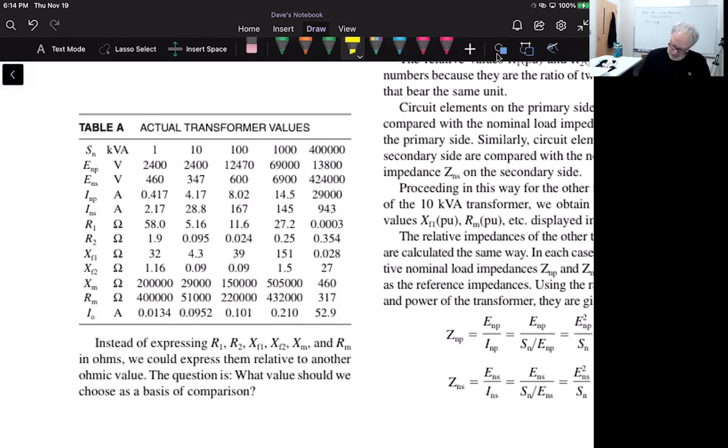And he mentions that if you don't remember per unit, it might be a good time to go back to sections 1.9 to 1.11 in chapter 1 and look that up. But he says, let's begin by looking at Table 10A. This table gives actual transformer values, and you can see the actual values for R1 and all the parts of this transformer, the different models we went through, all given across there.